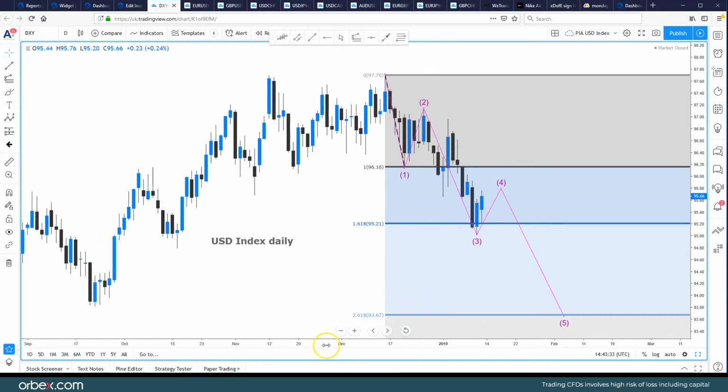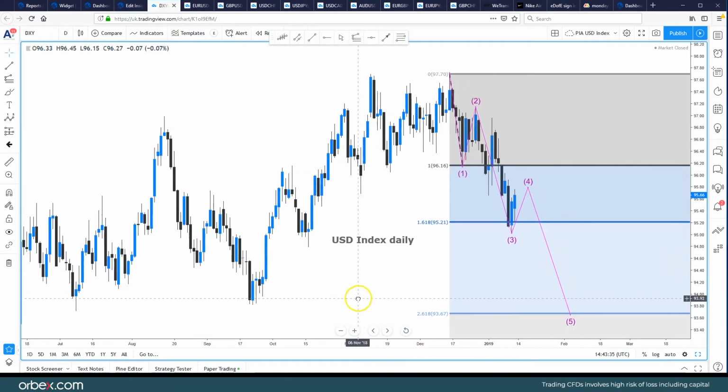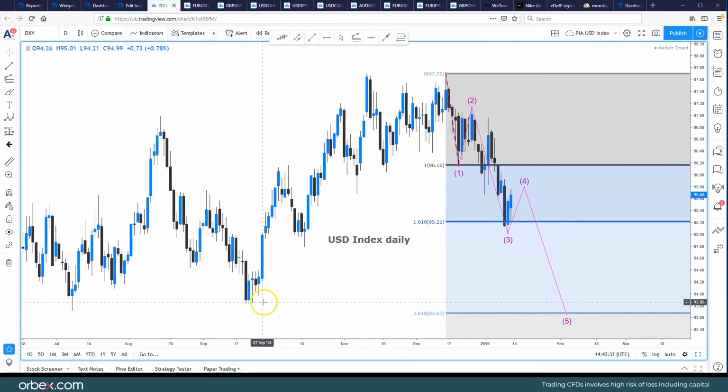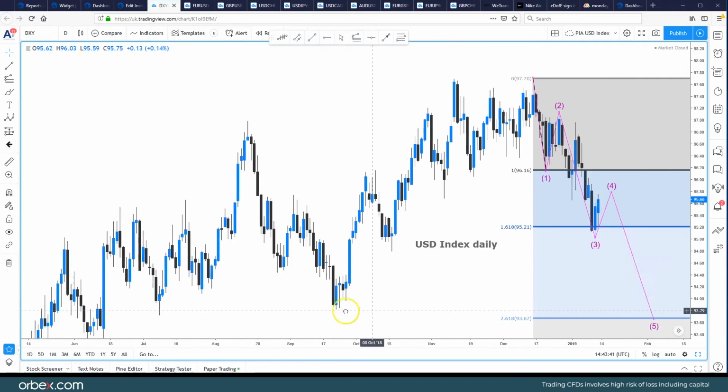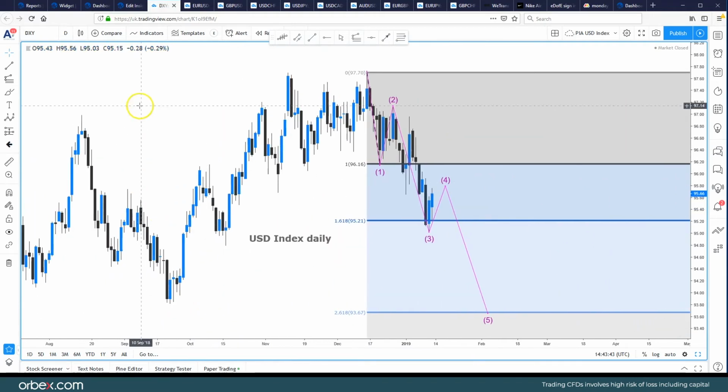And if we just close this up a little bit, we can also see that this is a previous area of support, a very strong area of support, and then we've got this area of resistance. So what we could do here is basically move down at the beginning of next week towards this support area. 261.8% is at 93.67, and then potentially bounce higher in a corrective formation to then form a larger bearish head and shoulders.